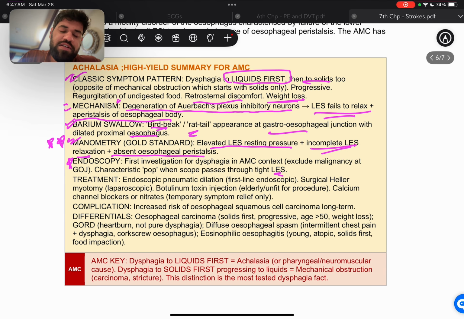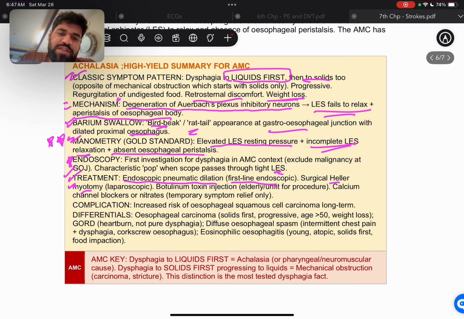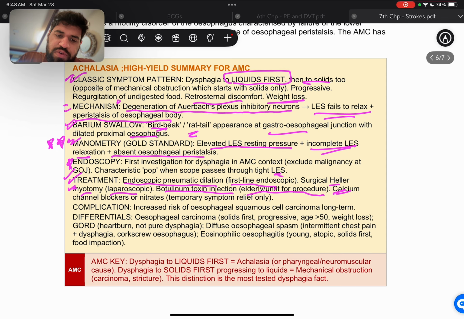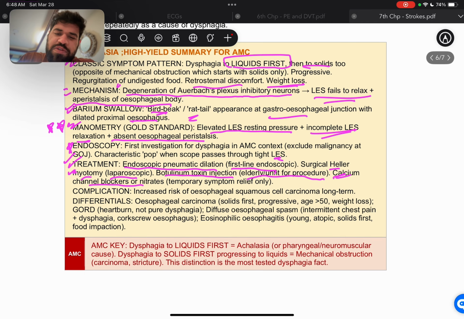All right. For the treatment, there are multiple treatment modalities, but most of them are not consistent or don't give a chronic result, except for myotomy. So the treatment that we follow first is going to be endoscopic pneumatic dilation, which is first line. Then surgical Heller's myotomy, which is laparoscopic. Then botulinum toxin injections in the elderly or patients that are unfit for procedures. Then CCBs or nitrates have shown to help, but they're very temporary, even more temporary than botulinum toxin.